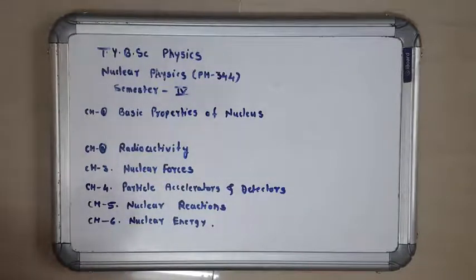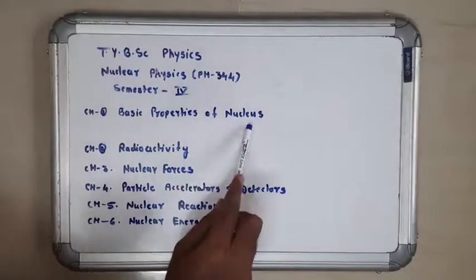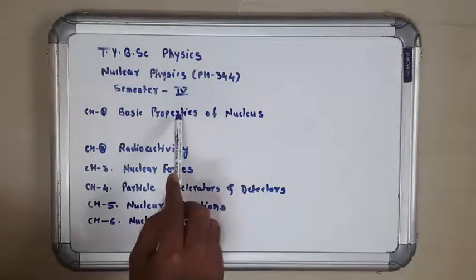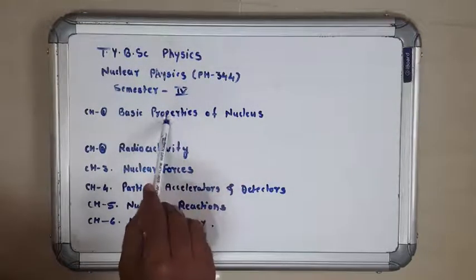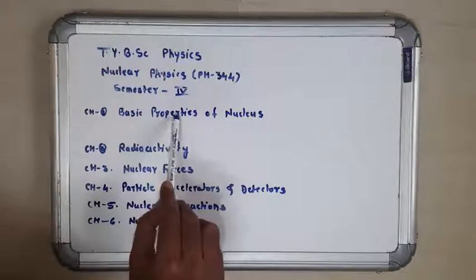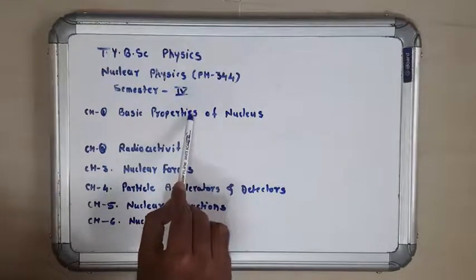What are the basic properties of the nucleus? Radioactivity, nuclear forces, particle accelerators and detectors. Fifth one is nuclear reactions, and sixth one is nuclear energy. In the first chapter, basic properties of the nucleus, we will discuss the composition, charge, size, density of the nucleus.